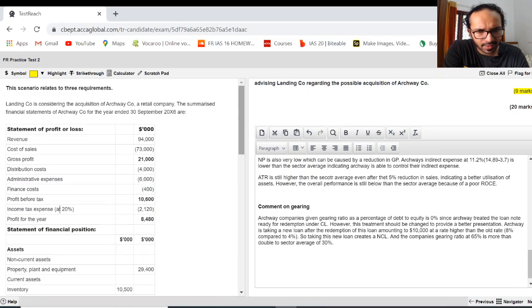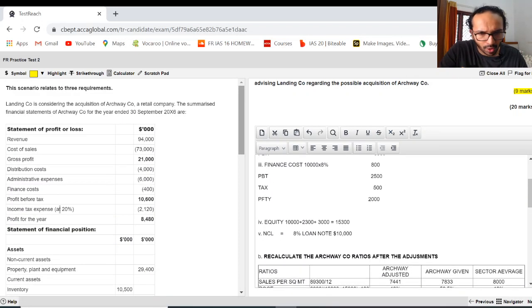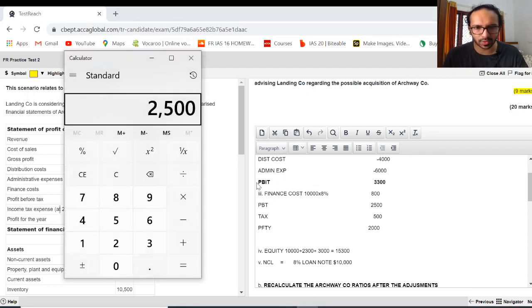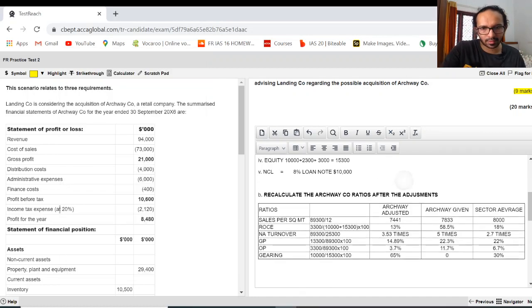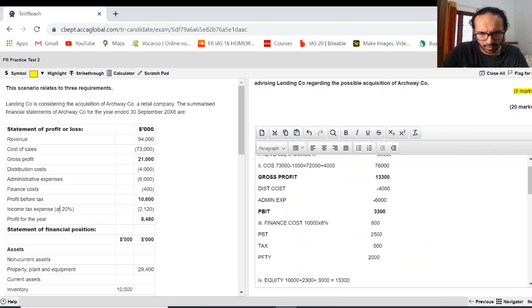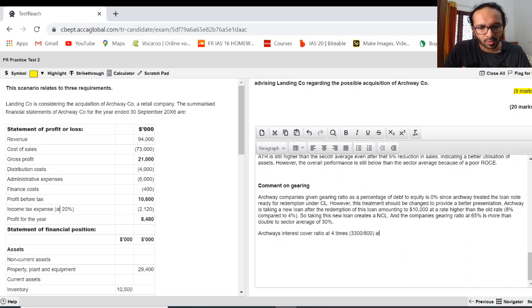Then interest cover. Let us just quickly calculate the interest cover of Archway. PBIT divided by interest charge, right? PBIT is 3300 divided by interest charge of 800, which is 4 times. Archway's interest cover ratio at 4 times also appears to be low.